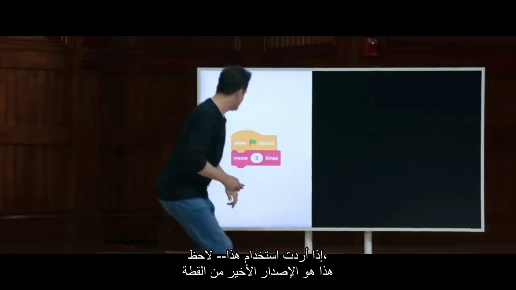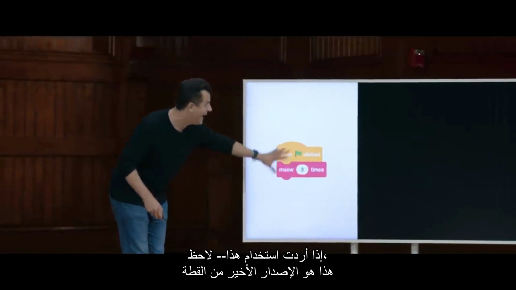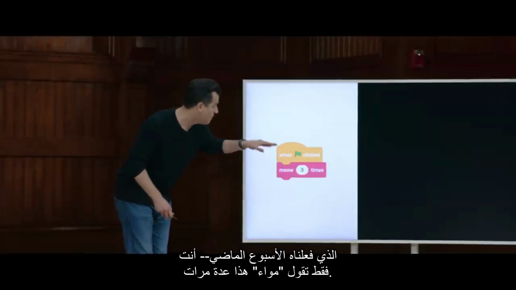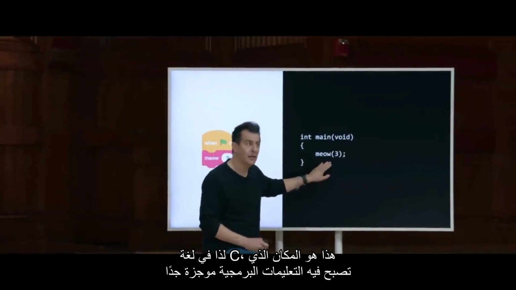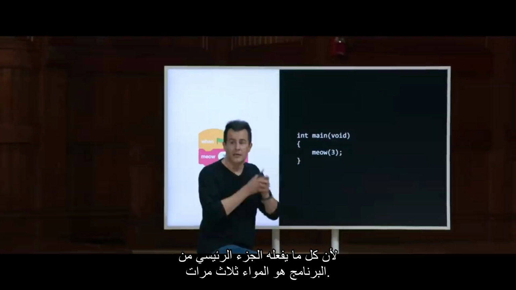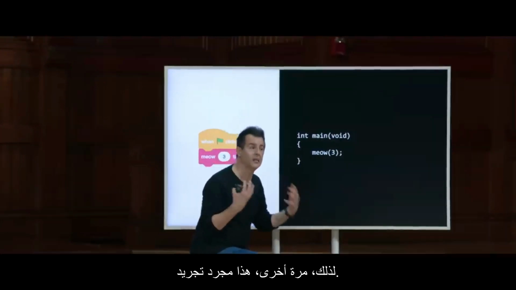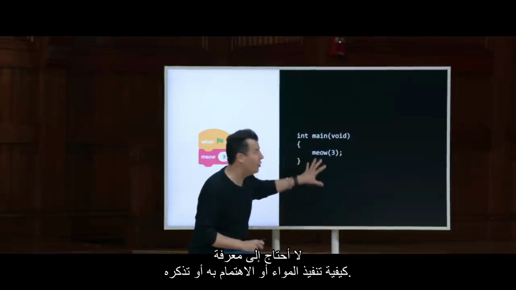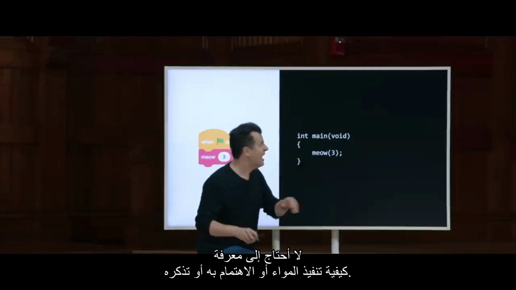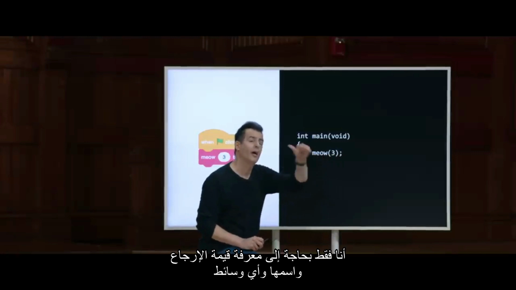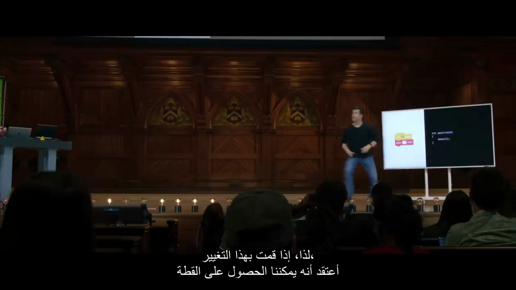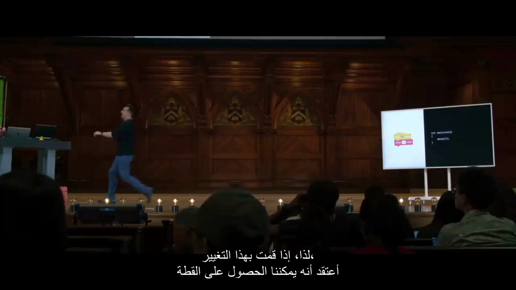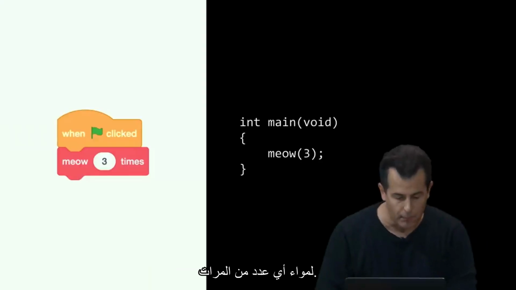If I want to then use this, notice this is the last version of the cat that we did last week. You just say meow this many times. So in C, this is where now the code gets very succinct, because all the main part of the program does is meow 3 times. So this, again, is an abstraction. I don't need to know, care, or remember how meow is implemented. I just need to know what its return value, its name, and any arguments are. So if I make this change, I think we can get the cat to meow any number of times.